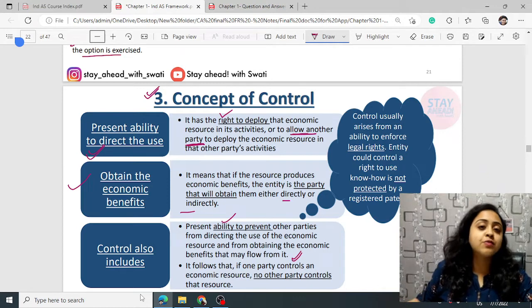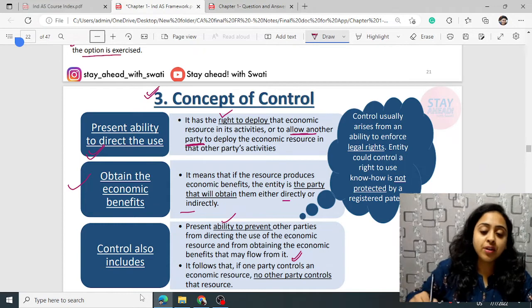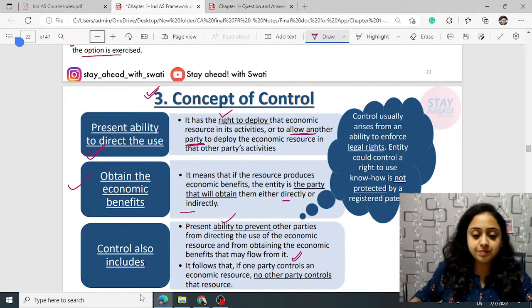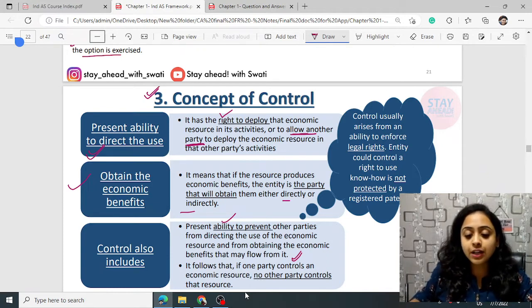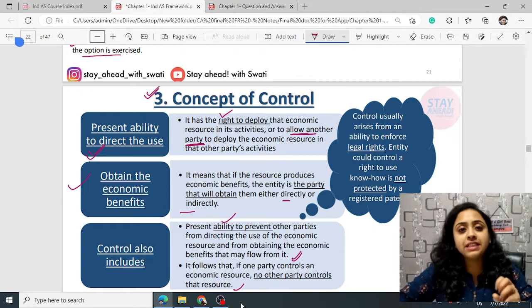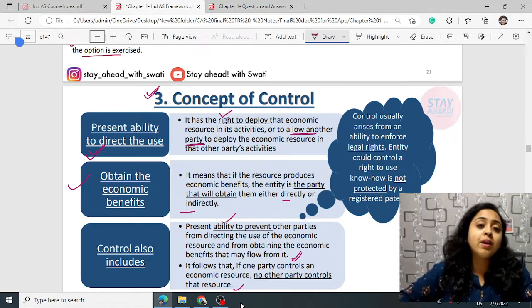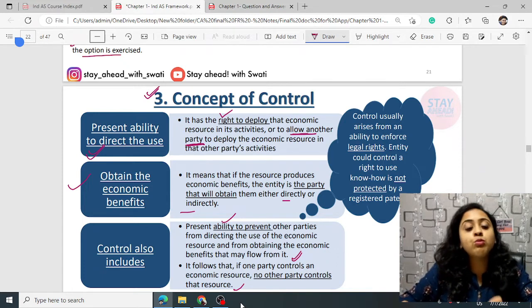It has full right and full control over it if it has the power to allow or deny any third party. Both will be termed as control. It follows that if one party controls an economic resource, no other party controls that resource. It can be on a shared basis, there can be a ratio, but it should not be available in the public domain. It should be exclusively their right or their portion of the right.